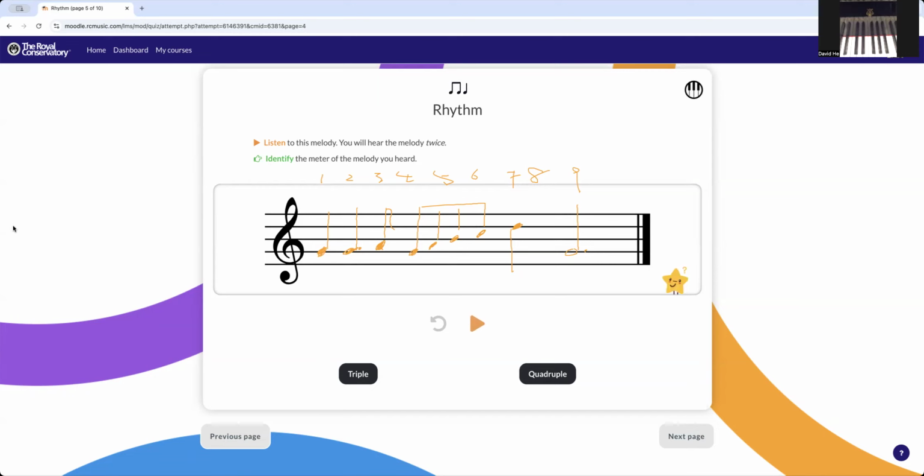Sorry, I made a mistake in here. This should not have a dot in here. Okay, so where is the bar line? Where is the bar line? I'm going to clap this one back and listen to that again. So where's the bar line?